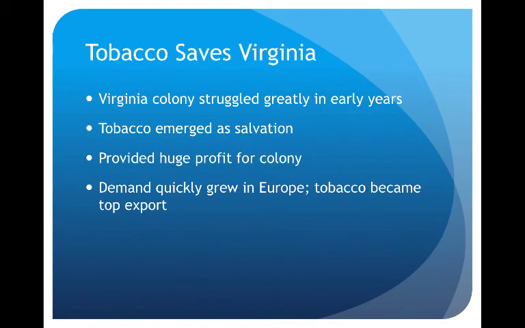The cash crop that ultimately saves Virginia is tobacco. As I said, the colony struggled greatly in the early years. It came very close to failure several times. But there was a local crop that grows very well in the area, and that was tobacco. And of course, tobacco, being highly addictive, finds a huge market in Europe, and demand quickly grows there. This results in Virginia becoming a very profitable colony for the English. Tobacco becomes the main export, the main cash crop of the colony. So tobacco ultimately saves the Virginia colony.